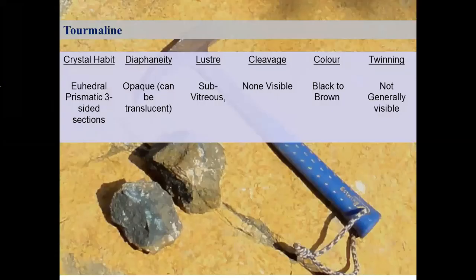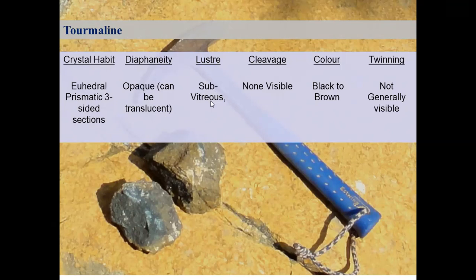So let's put tourmaline into our set of tables. So the crystal habit: euhedral, prismatic, and it's this three-sided section. That's the giveaway if you've got basal sections, and when you've got lots of tourmaline, the chances are you will have basal sections by chance, so you'll be able to identify it from that. It's opaque.